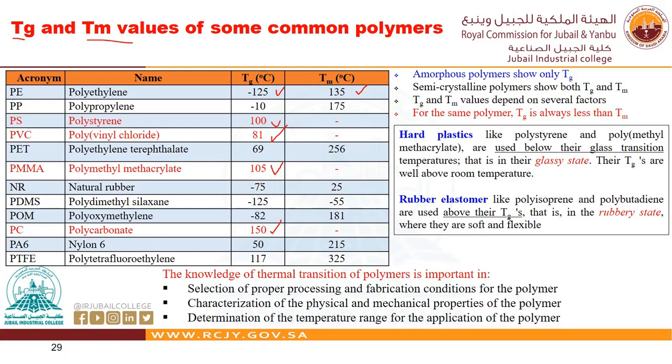amorphous polymers. And the knowledge of thermal transitions is important when it comes to the selection of proper processing and fabrication conditions for polymers. It is also used for the characterization of the physical and mechanical properties of the polymer, and of course these are also used to determine the temperature range for the applications of different polymers. But for the same polymer, the Tg is usually lower than the Tm.